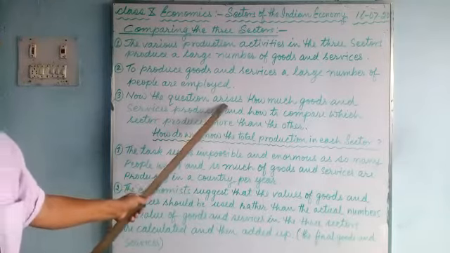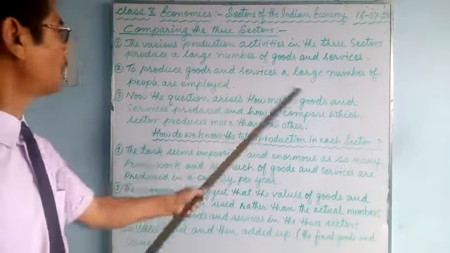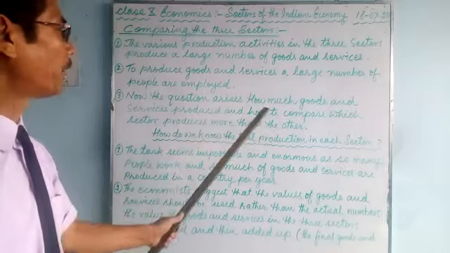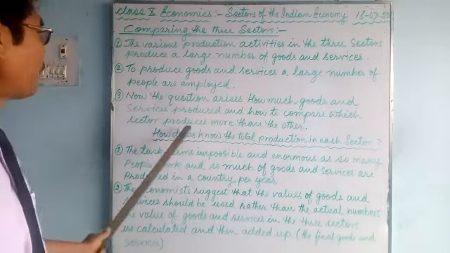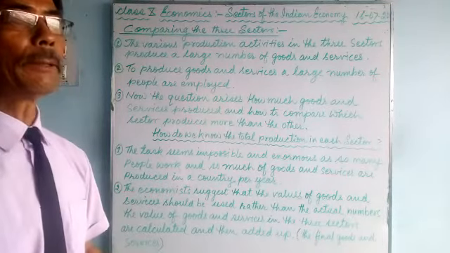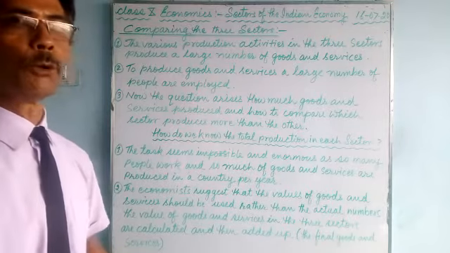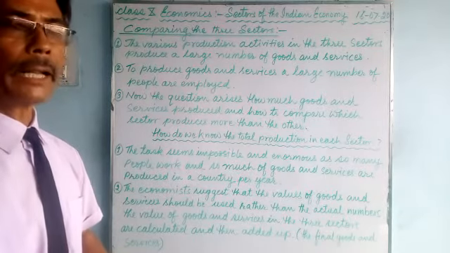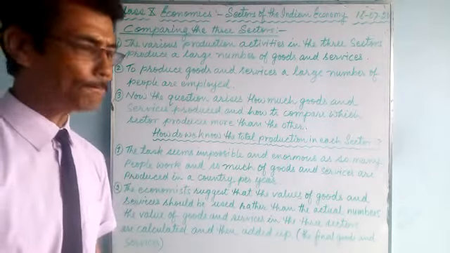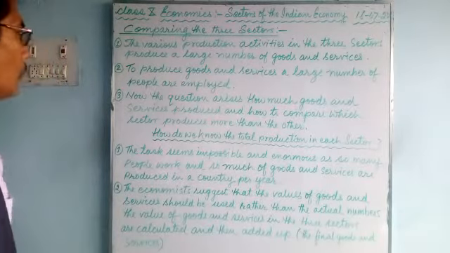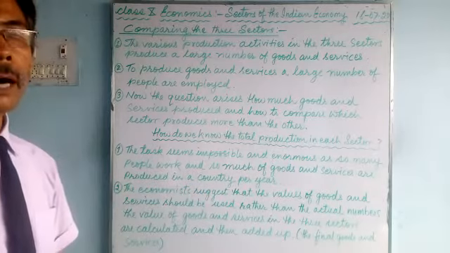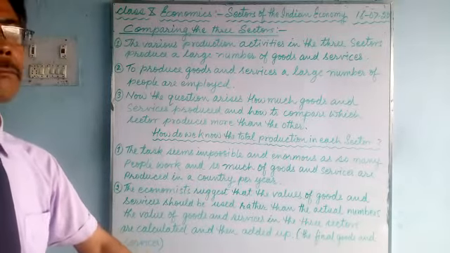Now the question arises: how much goods and services are produced, and how do we compare them? Which sector produces more than the other? Even the number of people varies. In certain sectors, more people are engaged, more people are employed. In certain sectors, a smaller number of people are engaged. So you can see it's quite difficult to compare. How do we know the total production in each sector?